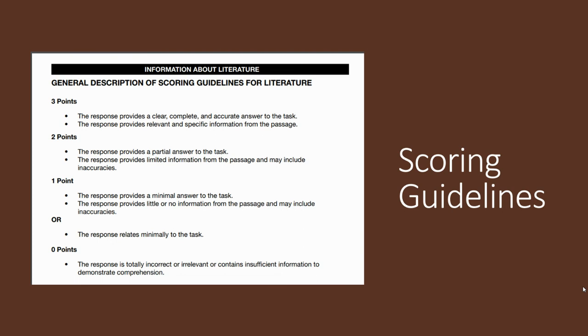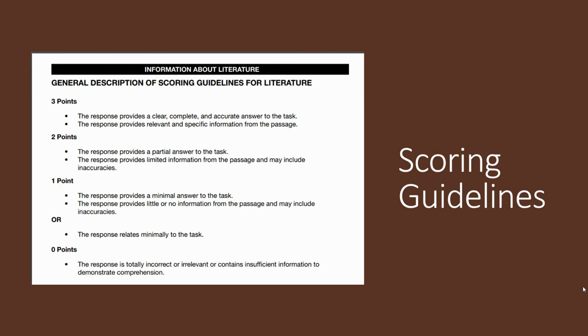And these are an example of some scoring guidelines. So you'll be graded from either 0 to 3. So 0 is your response is incorrect, irrelevant, or does not have enough information to demonstrate that you're comprehending it. Or the response relates minimally to the task. For 1 point, your response provides a minimal answer to the task. The response provides little or no information from the passage and may include some inaccuracies.